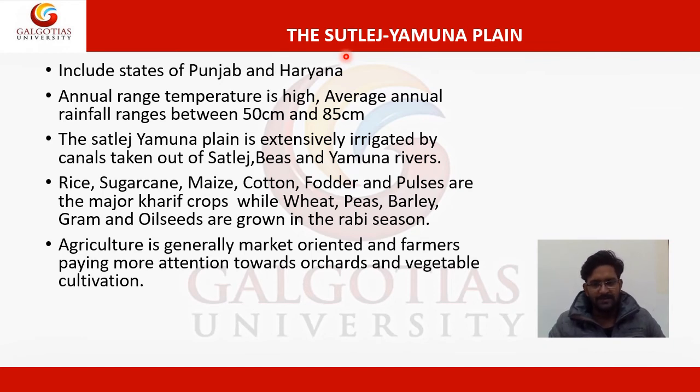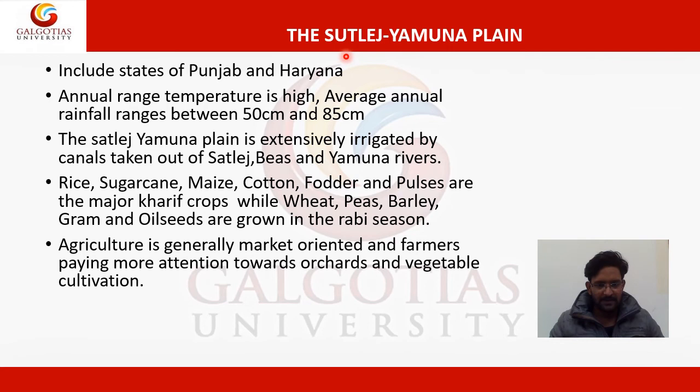Annual range of temperature is high. Average annual rainfall ranges between 50 centimeters and 85 centimeters. The Satluj Yamuna plain is extensively irrigated by canals taken out of the Satluj, Beas and Yamuna rivers.